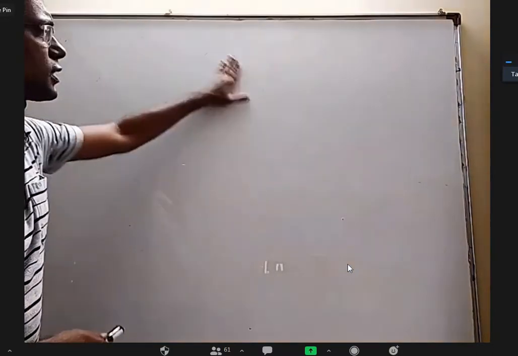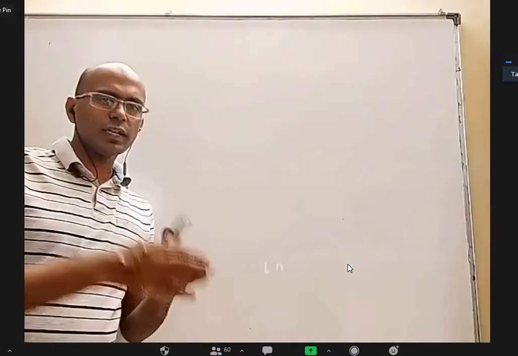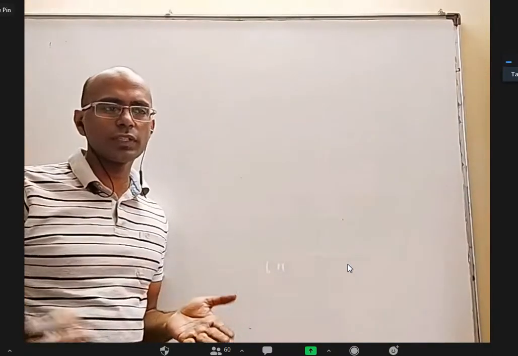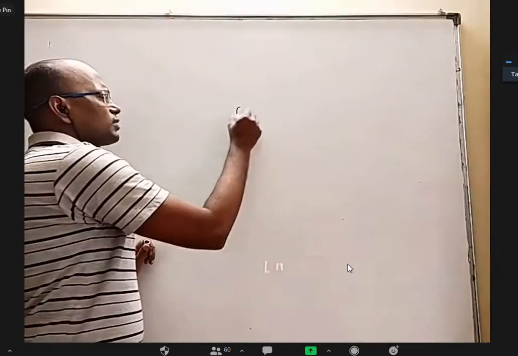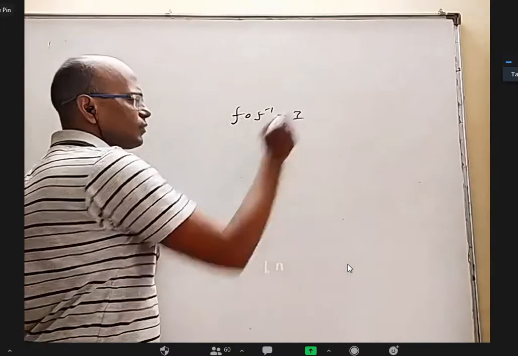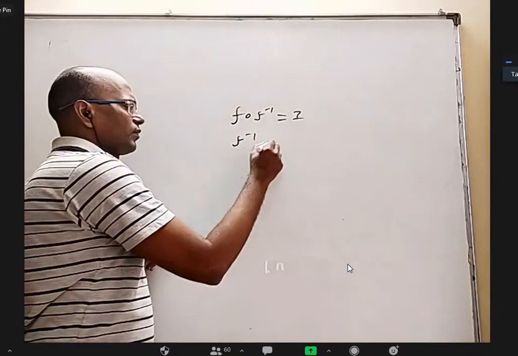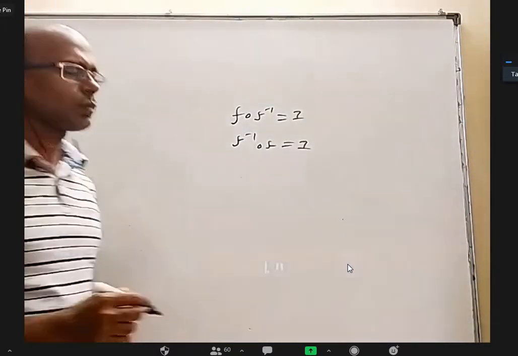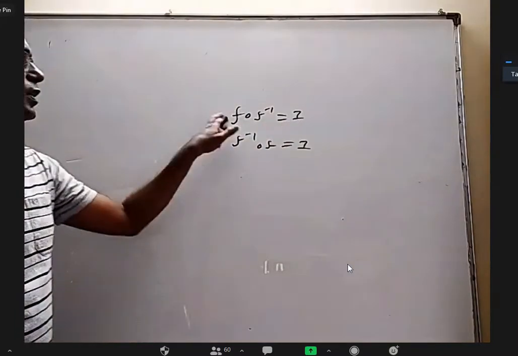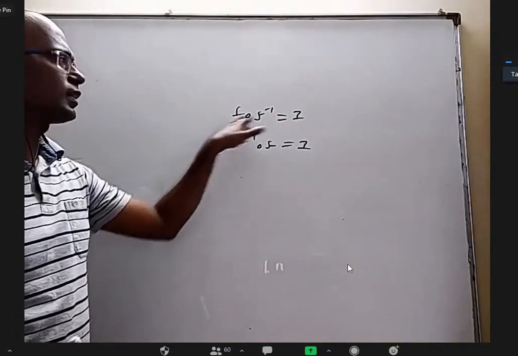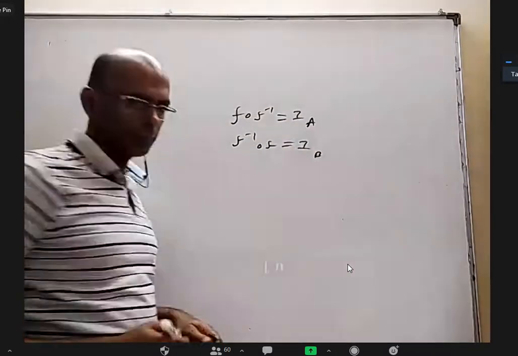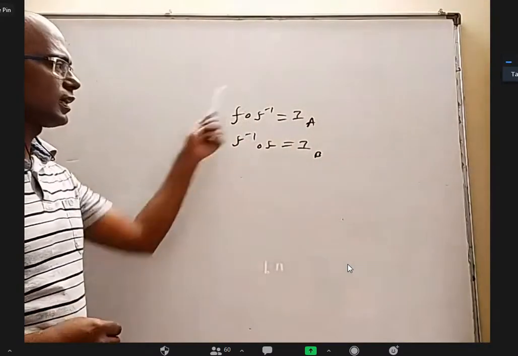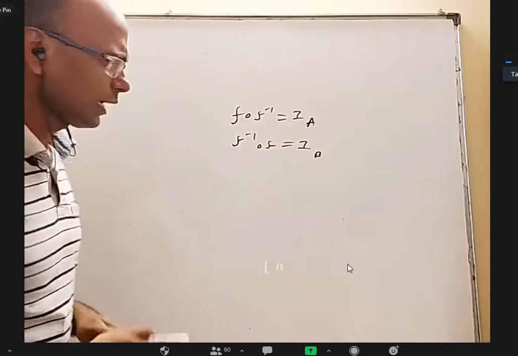Next, we discussed that the original function and inverse function graphs are mirror images of each other with respect to the y equal to x line. And we also discussed that f circle f inverse is the identity function, and f inverse circle f is also an identity function. But which set it is on depends on the domain. If the domain of f is A, it is I_A. If the codomain of f is B, this will be I_B. Even though we'll prove this a little later, we got some idea about it. Actually, it is very simple.